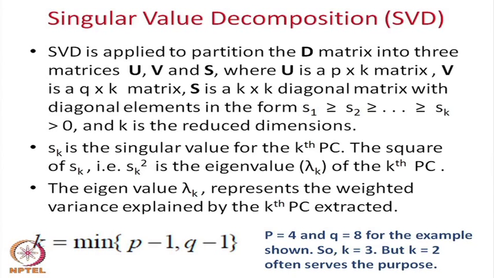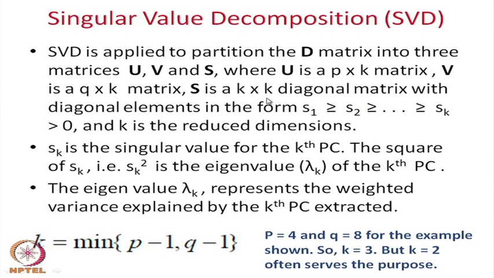Now, you see what SVD does: it partitions the D matrix into 3 matrices U, V and S. In the case of eigenvalues and eigenvectors, we have 3 different matrices as well, where U is a P cross K matrix, V is a Q cross K matrix and S is a K cross K matrix with diagonal elements.